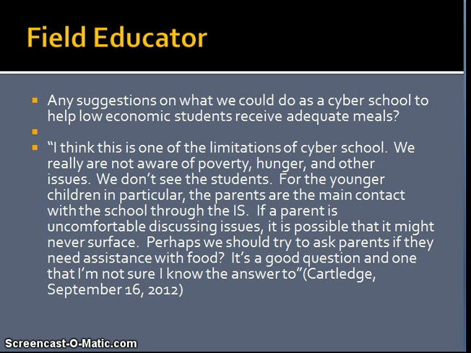If a parent is uncomfortable discussing issues, it is possible that it might never surface. Perhaps we should try to ask parents if they need assistance with food. It's a good question, and one that I'm not sure I know the answer to."